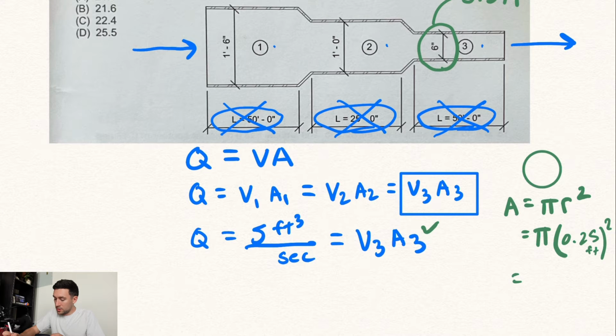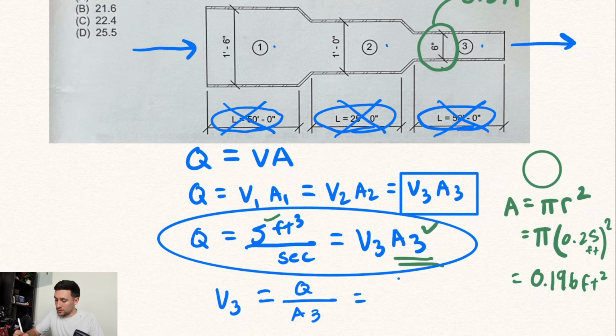I got 0.196 feet squared. So now it becomes an algebra problem. We know Q, we know A3, our only unknown now is V3, and this problem just became pretty simple. Let's rearrange this equation here just to kind of be pretty clear. So I'm going to say V3 equals this Q over A3. Now plug in our knowns.